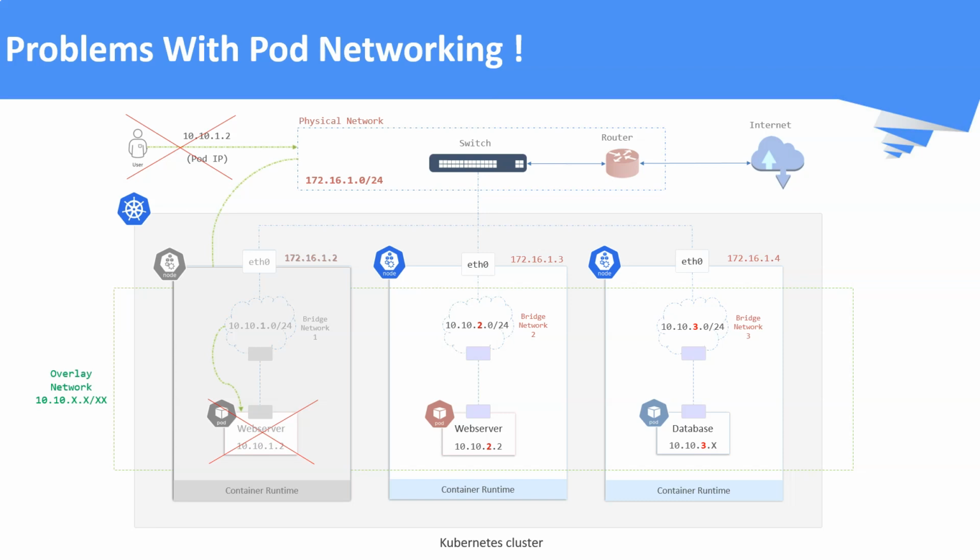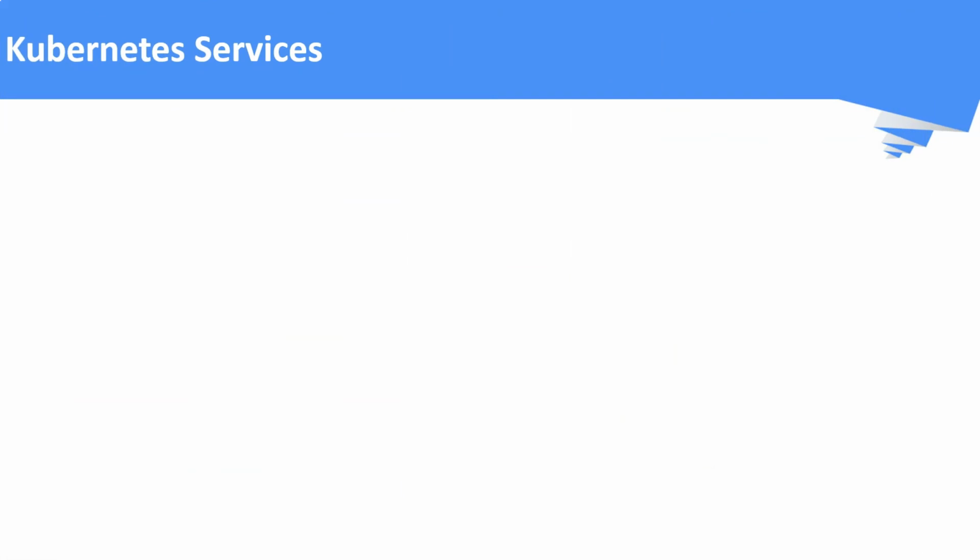Then how do we solve this problem? The solution is Kubernetes Services. Let us understand what Kubernetes Services are. Kubernetes Services provide an abstraction layer on top of our application deployments that are running as one or more pods in our cluster. Kubernetes Services connect a set of pods to an abstracted IP address and a service name.